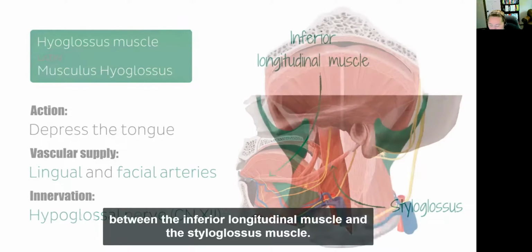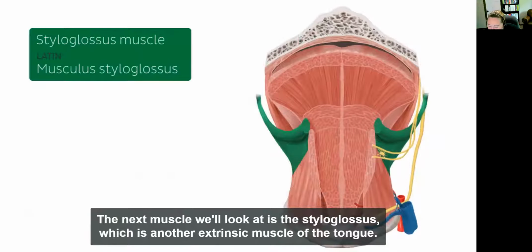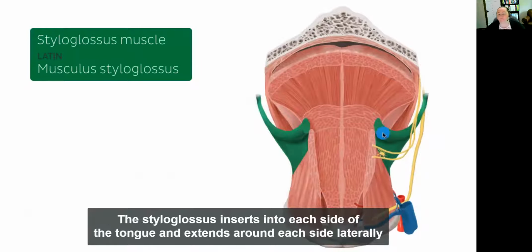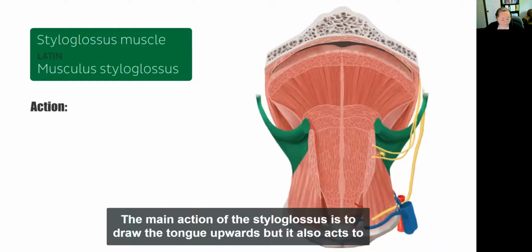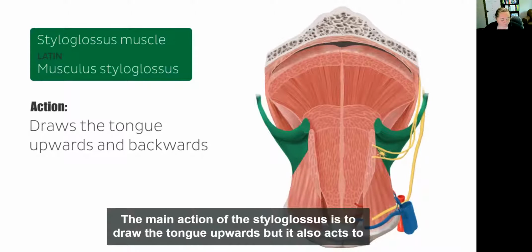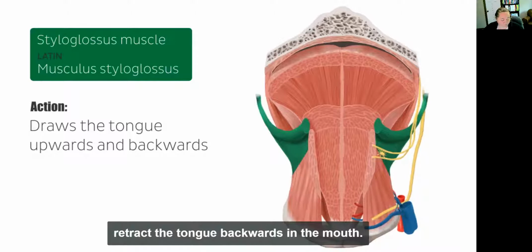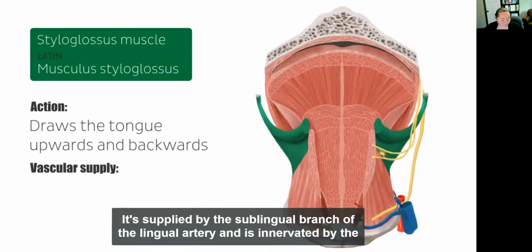The next muscle we'll look at is the styloglossus, which is another extrinsic muscle of the tongue. The styloglossus inserts into each side of the tongue and extends around each side laterally to meet the styloid process of the skull. The main action of the styloglossus is to draw the tongue upwards, but it also acts to retract the tongue backwards in the mouth. It's supplied by the sublingual branch of the lingual artery and is innervated by the hypoglossal nerve.